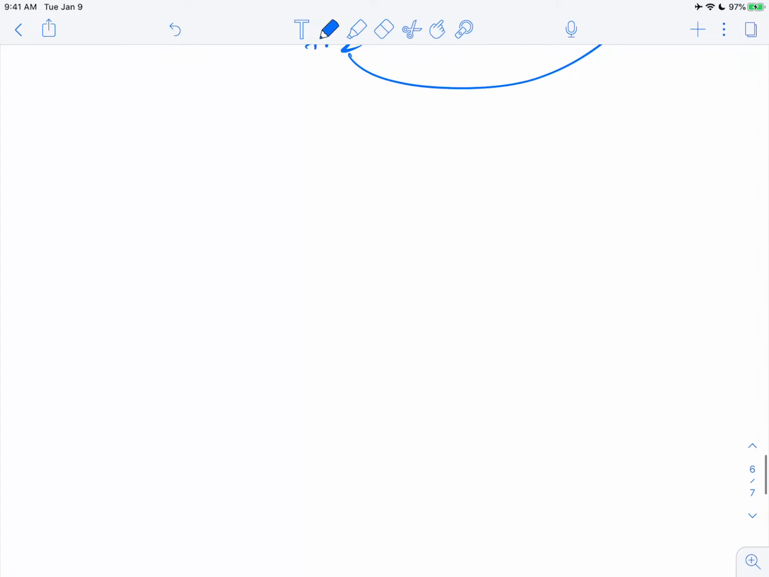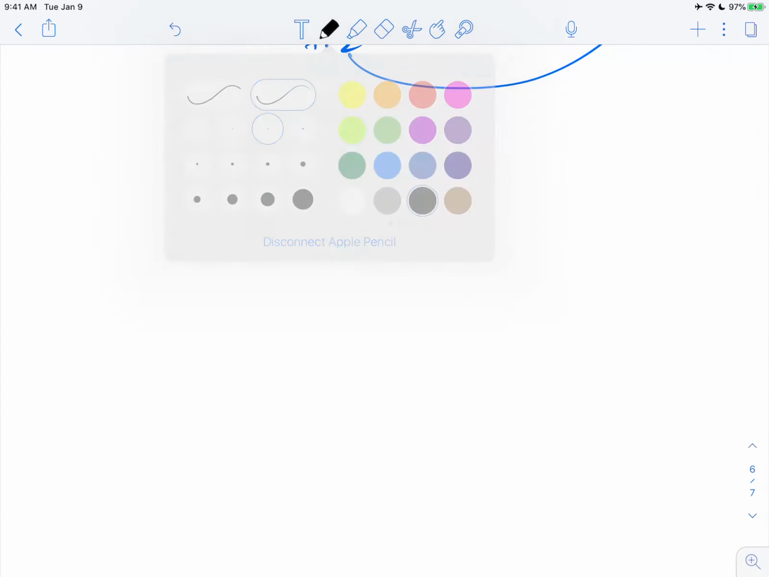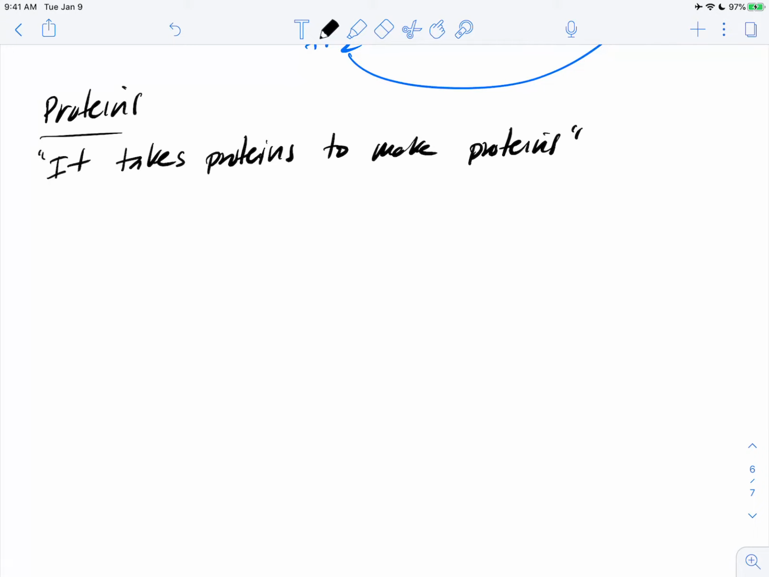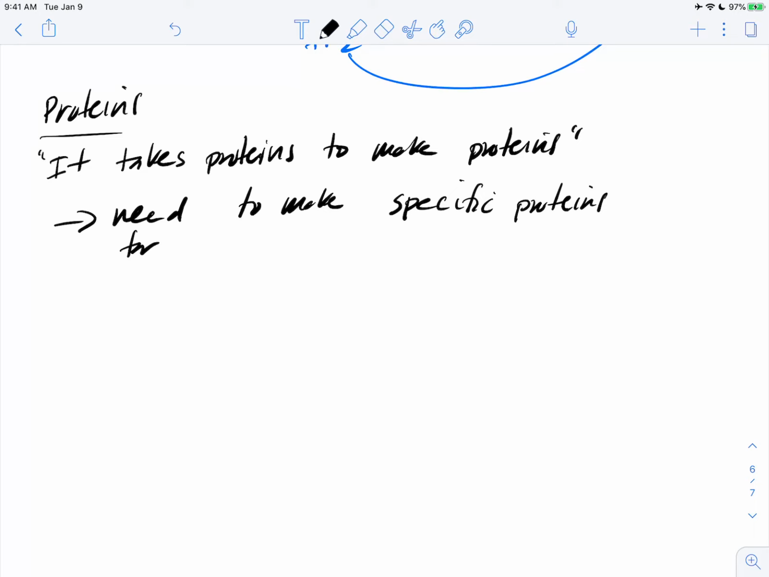Okay. Next is proteins. So we've done 2. Next big one is proteins. And so we're going to talk a lot more about proteins at the end of this, in the last unit. So all we can say is it takes proteins to make protein. So very rarely are we digesting the proteins that our body actually needs. So we need to make specific proteins for cellular functions.